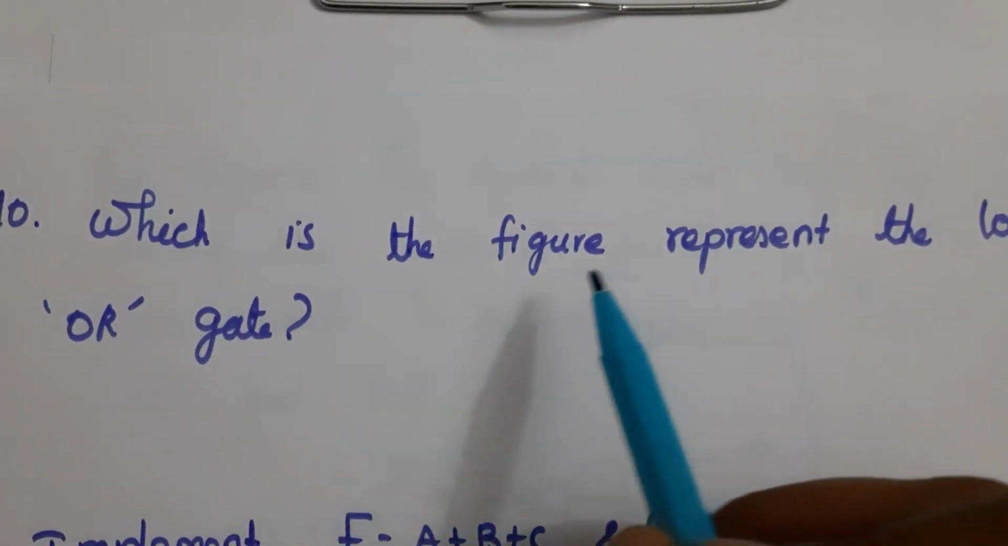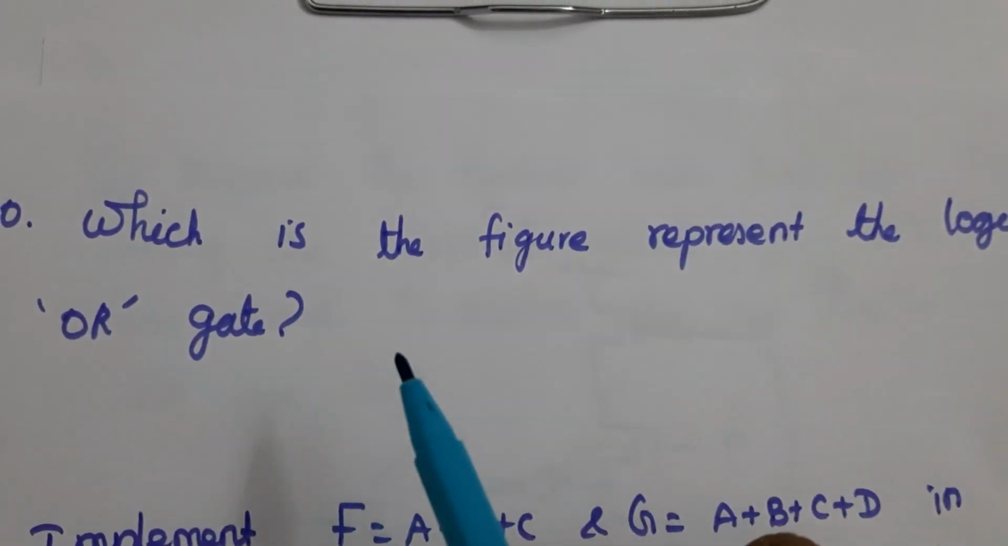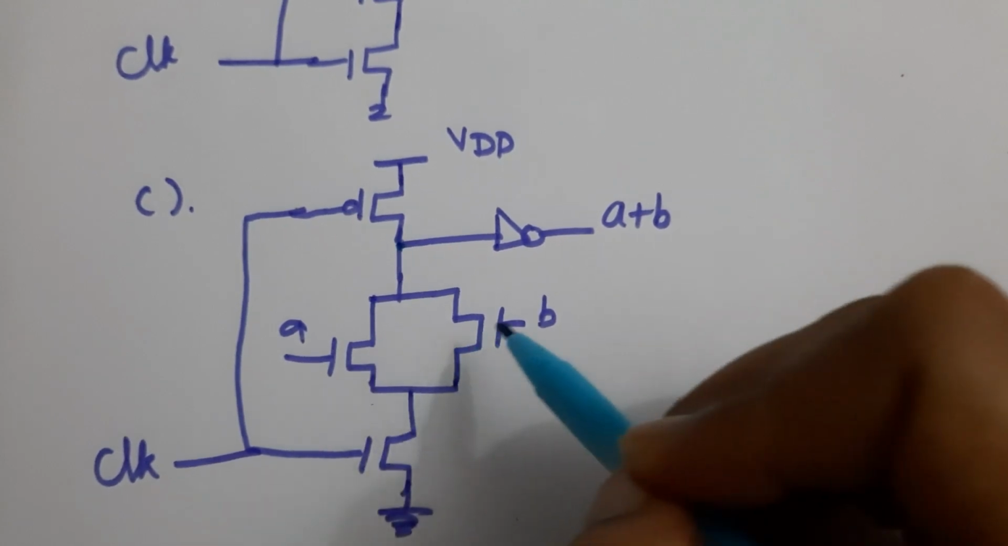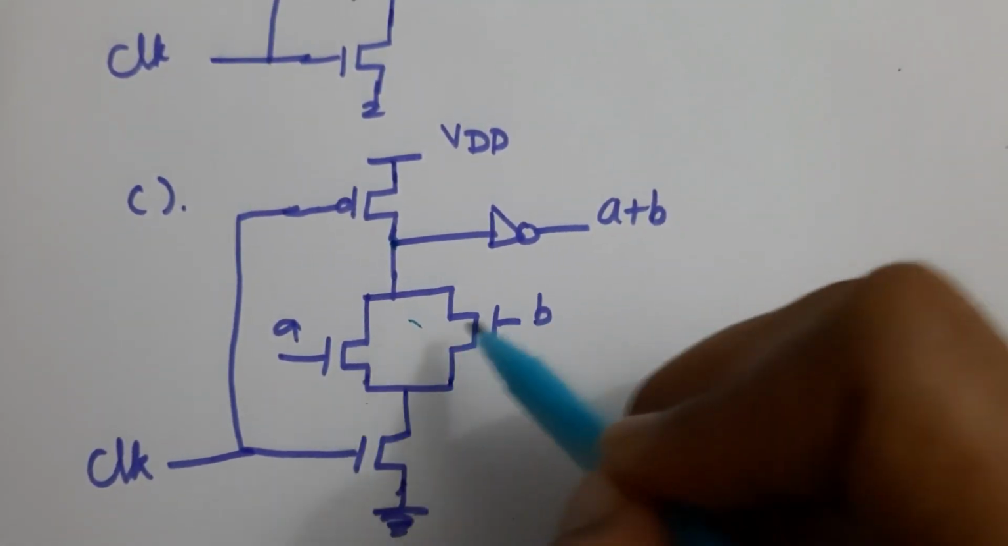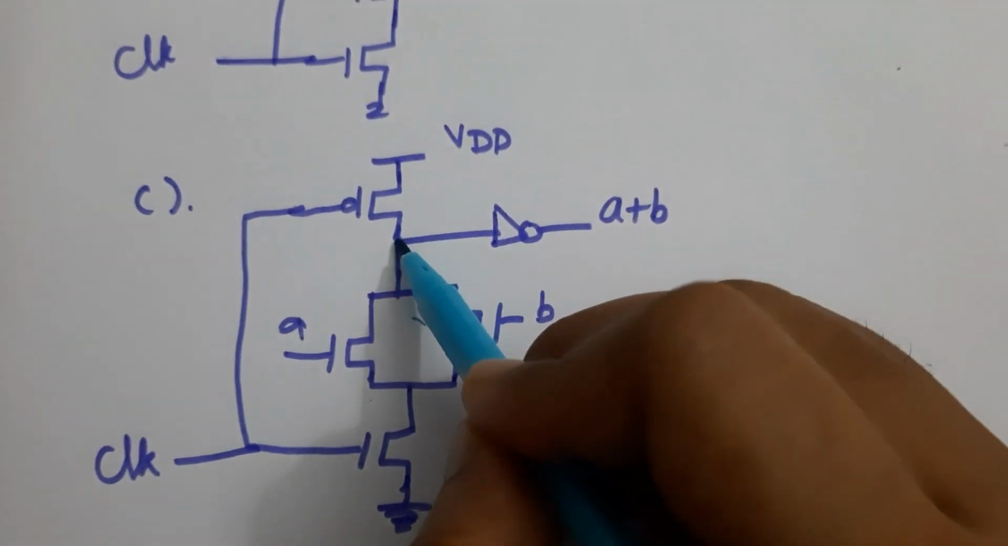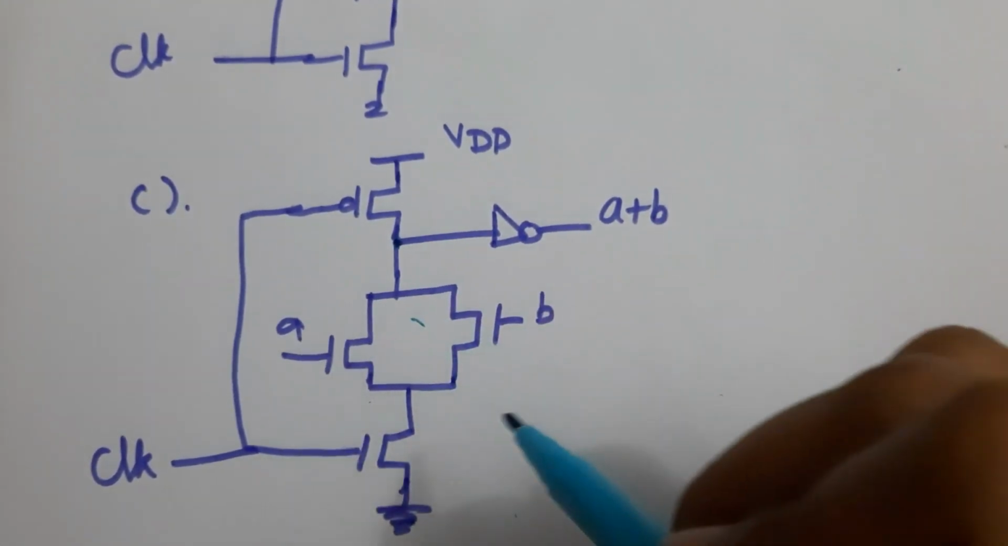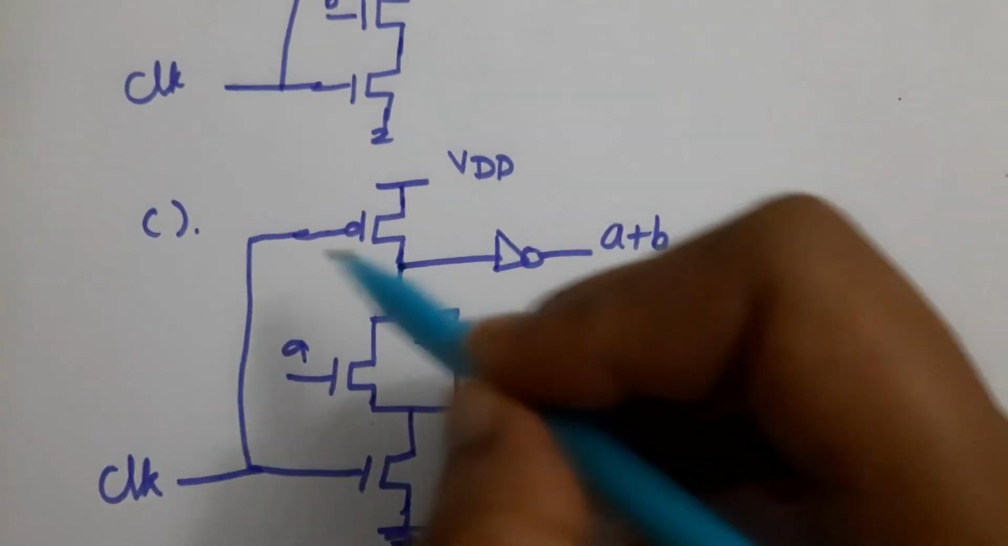Next question: which figure represents the logic OR gate? The parallel connection of A and B represents the OR operation. Here A and B are connected in parallel and the output is taken at this point. So this circuit represents the logic OR gate. So here the answer is C.